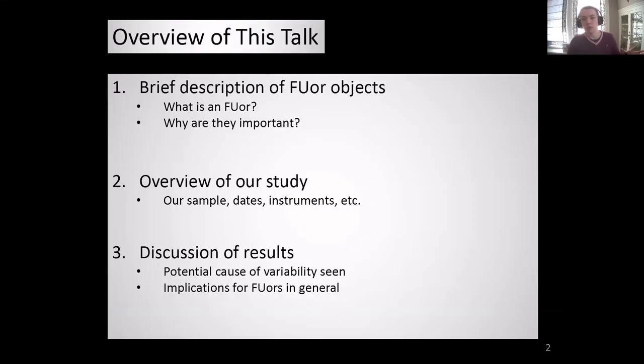So first, a brief overview of the talk. First, I'll talk about what an FUor object is, as well as why they're important, why we care about them. Then I'll go into a brief overview of our small study, our sample, what instruments we used, etc. And then finally get into the discussion of the results, the variability that we saw, why we think we may have seen it, and its implications for FUor objects, as well as potentially star formation in general.